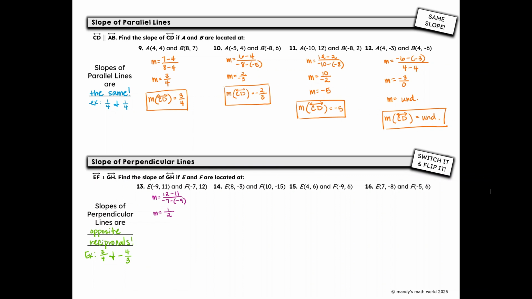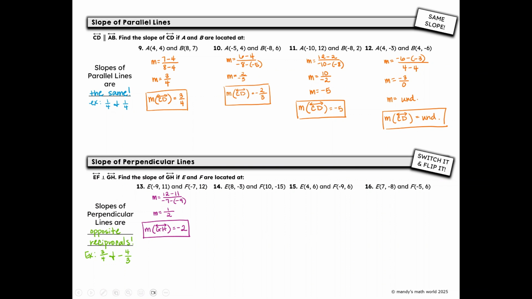So if the slope of this line is 1/2, then the slope of the line that's perpendicular to it is going to be what? I have to flip it and take the opposite. So the slope of line GH is going to be -2/1, which is just -2. Let's move on to number 14.